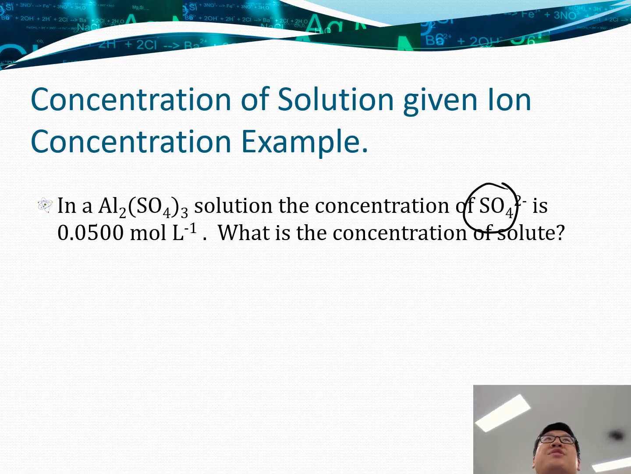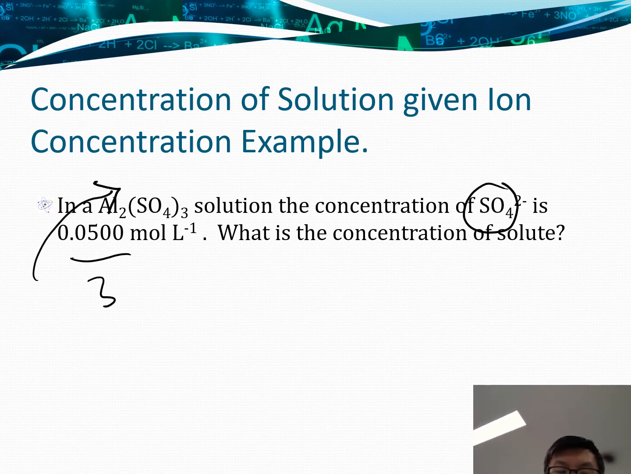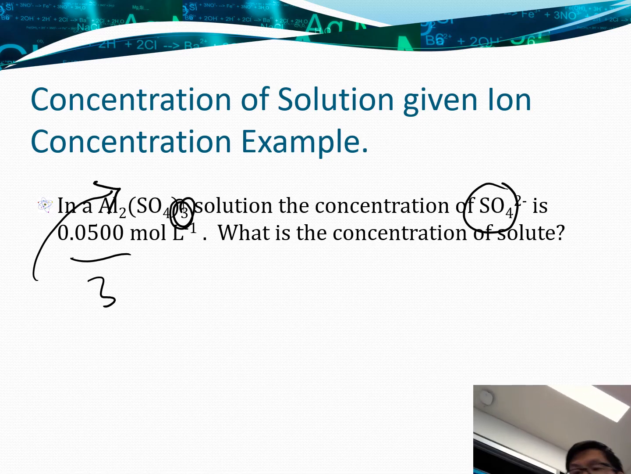So if I have a concentration of 0.05 moles per liter of sulfate, I would divide that number by 3 to find out the concentration of aluminium sulfate. It's the reverse of what we've done in the previous question. We're dividing by 3 because it's telling you the concentration of sulfate, not aluminium sulfate. Why 3? Because for every aluminium sulfate, we have 3 of them. See that 3 there?